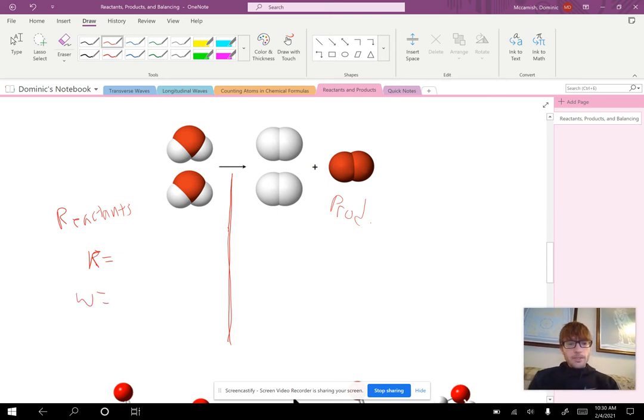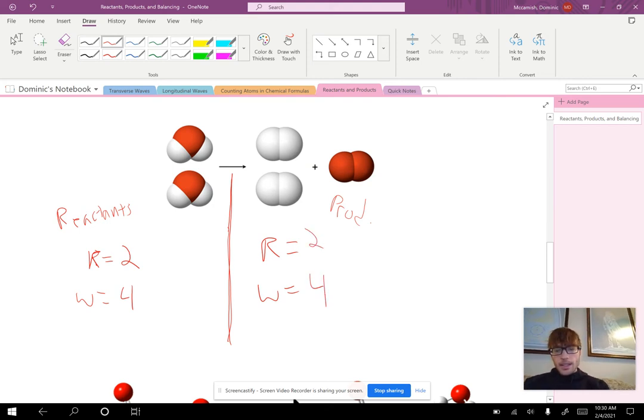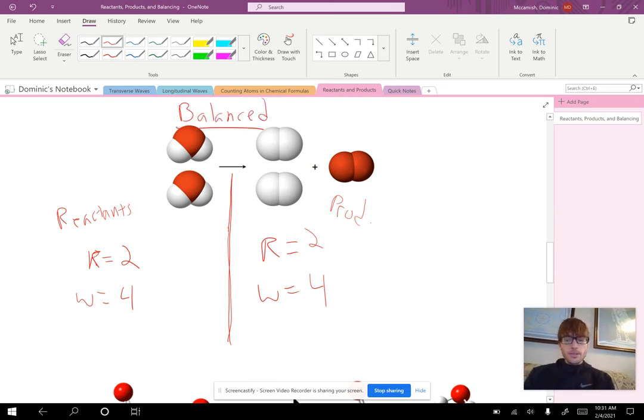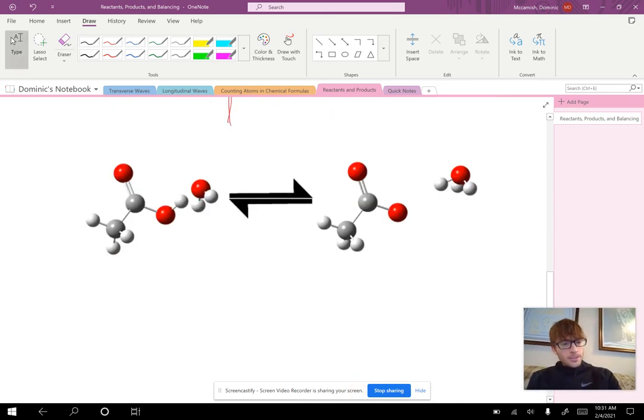So let's count the number of red ones on the left side, on the reactants. So we got 1, 2. And then we have 4 white ones: 1, 2, 3, 4. All right, so on the product side, let's see if it's balanced. On the white side, we have 1, 2, 3, 4. And for the red, we have 2. So that is a balanced equation. That does show the law of conservation of mass. Isn't that nice? Smile.